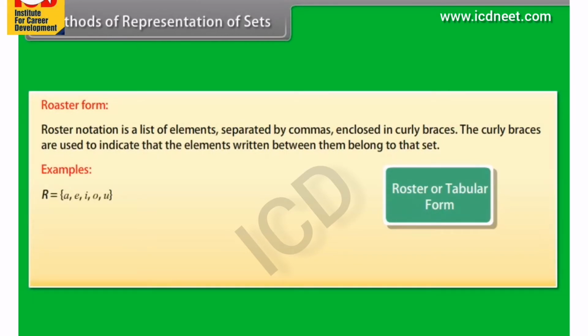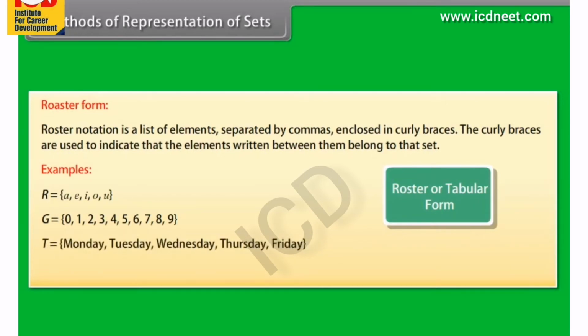R = {A, E, I, O, U}. G = {0, 1, 2, 3, 4, 5, 6, 7, 8, 9}. T = {Monday, Tuesday, Wednesday, Thursday, Friday}.